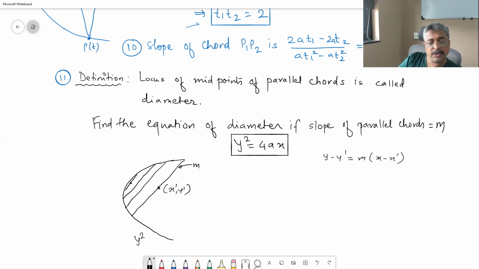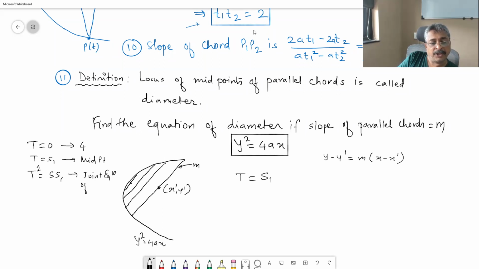Now, as far as parabola y square is equal to 4ax is concerned, we know a method of finding the equation of this chord directly: equation of chord in terms of midpoint, T is equal to S1. T equal to 0 has 4 interpretations. T is equal to S1 is the equation of chord in terms of midpoint, and T square is equal to SS1 is the joint equation of tangents. These are the three special things that you are supposed to remember. So right now we are doing the equation of chord in terms of midpoint only.